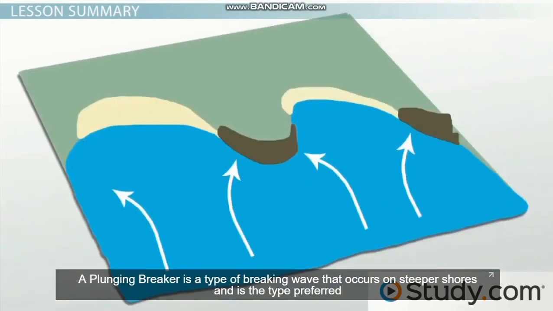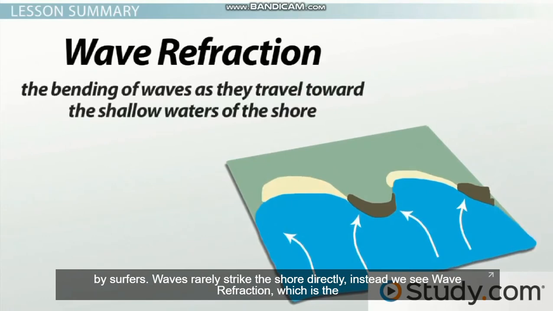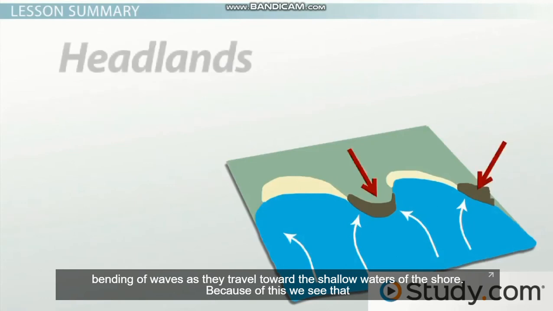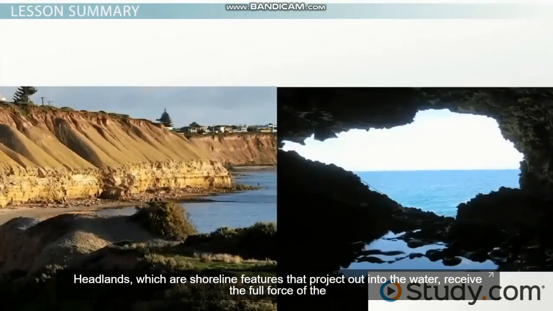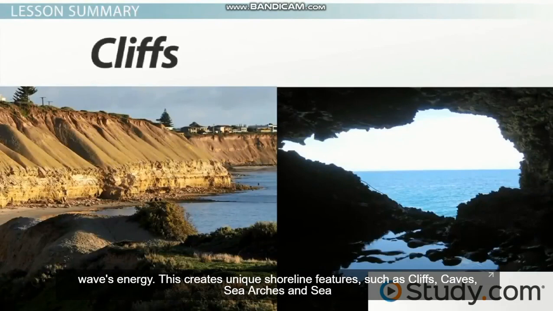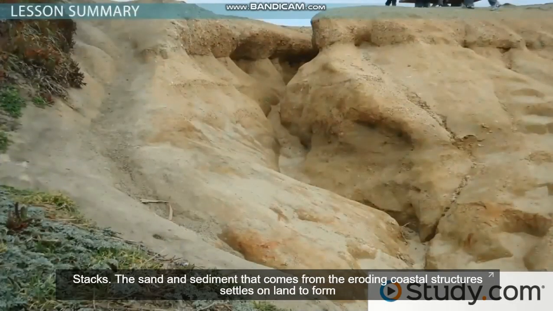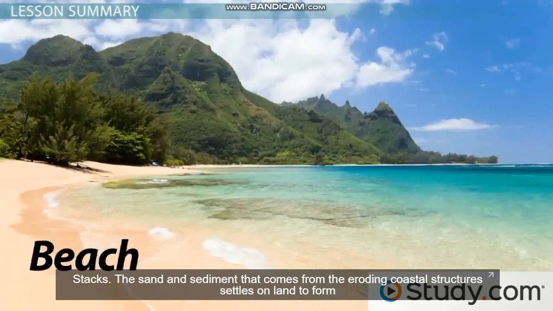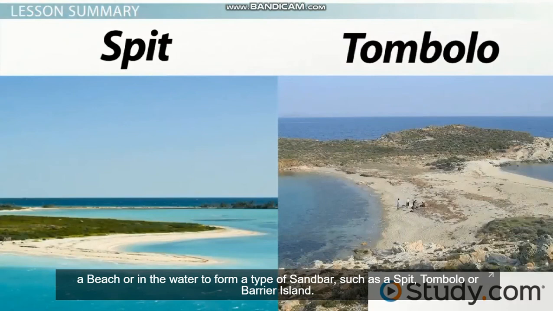Waves rarely strike the shore directly. Instead, we see wave refraction, which is the bending of waves as they travel toward the shallow waters of the shore. Because of this, we see that headlands, which are shoreline features that project out into the water, receive the full force of the wave's energy. This creates unique shoreline features such as cliffs, caves, sea arches, and sea stacks. The sand and sediment that comes from the eroding coastal structures settles on land to form a beach, or in the water to form a type of sandbar, such as a spit, tombolo, or barrier island.